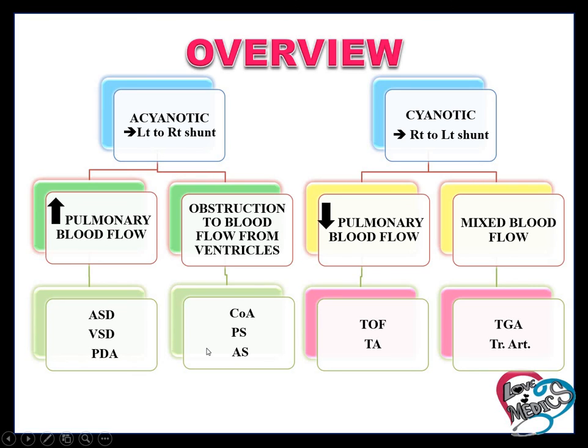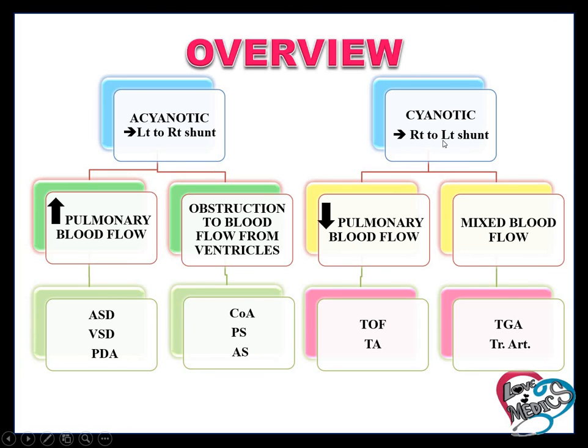Overview of congenital heart disease. Acyanotic heart disease, that is left to right shunt. One is increase of blood flow. Another condition is obstruction to the blood flow from ventricle. Increased pulmonary blood flow are ASD, atrial septal defect, VSD, ventricular septal defect, PDA, patent ductus arteriosus, and obstruction of the blood flow from the ventricle is coarctation of aorta, pulmonary stenosis, and aortic stenosis.